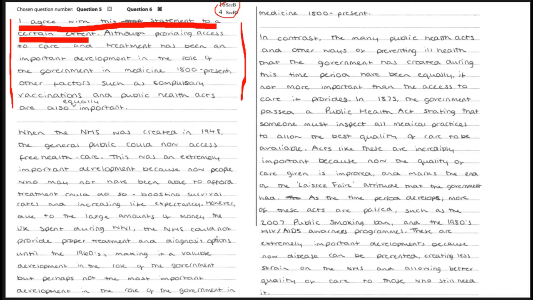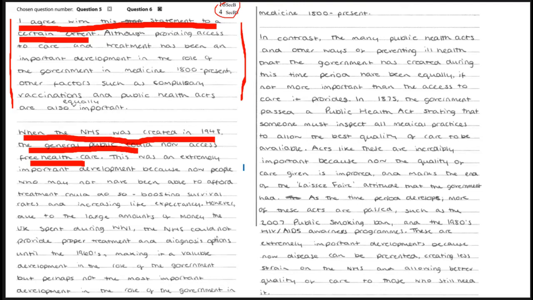First line of the next paragraph: "When the NHS was created in 1948, the general public could now access free healthcare." I've done that in red, the same as the argument, because that is clearly linked to the question, to the argument that yes, better access to care and treatment is important. And then what comes next, which I'm going to put in blue, is extremely important: "Now people who may not have been able to afford treatment could also do so, boosting survival rates. However, due to large amounts of money the UK spent during World War II, the NHS could not provide proper treatment and diagnosis options until the 1960s."